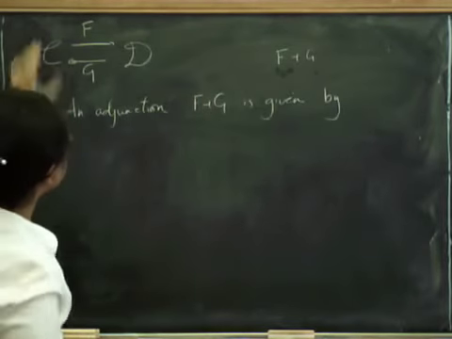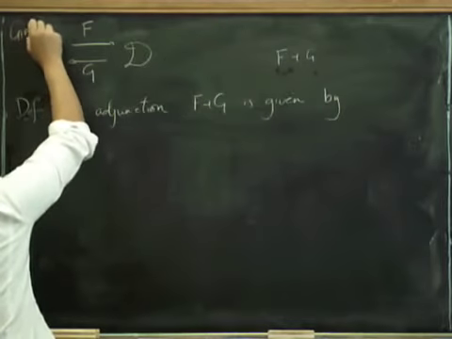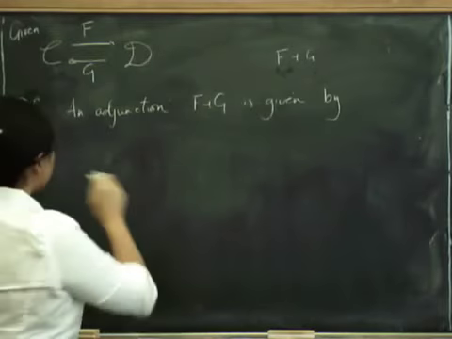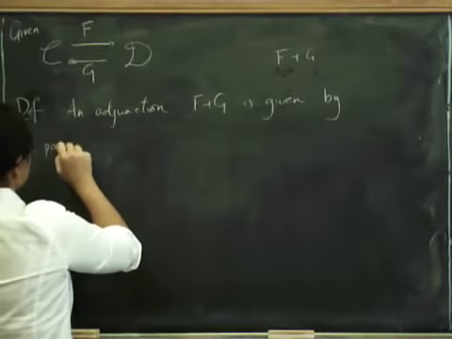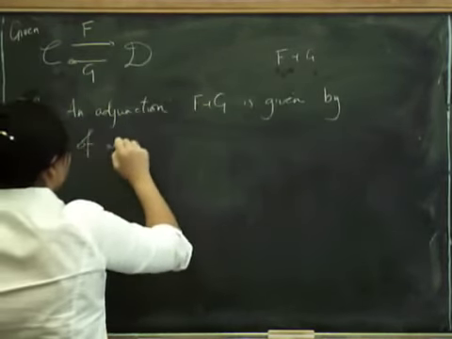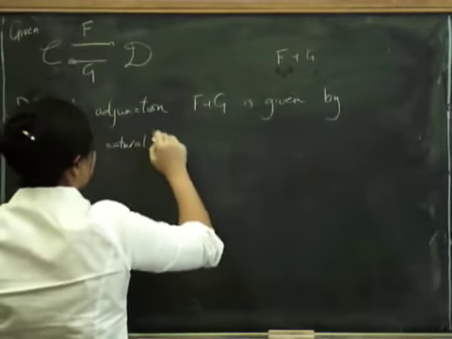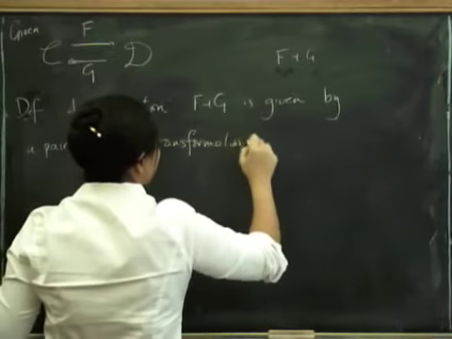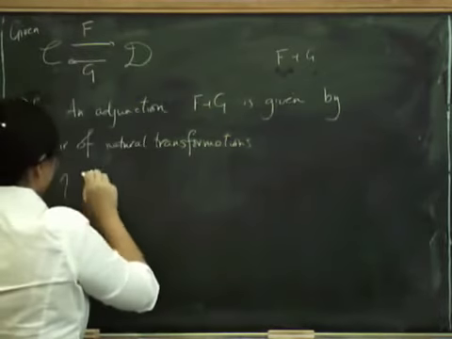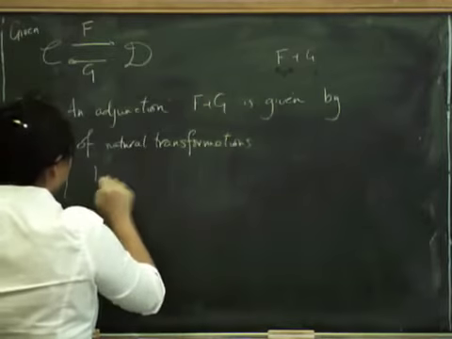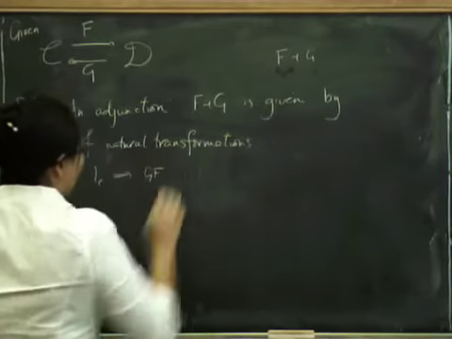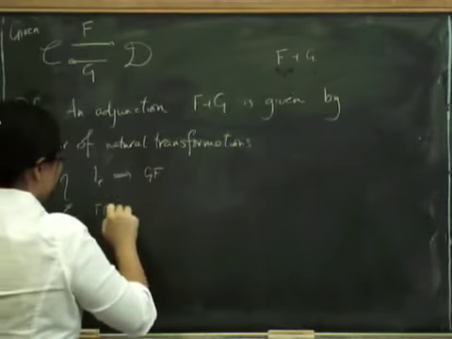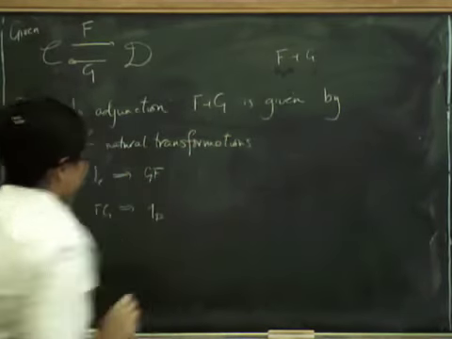Well, given functors like this, given functors like that, an adjunction, F left adjoint to G, is given by a pair of natural transformations traditionally called eta, which is the one that goes from the identity on C to GF, and epsilon, which is from FG to the identity on D.